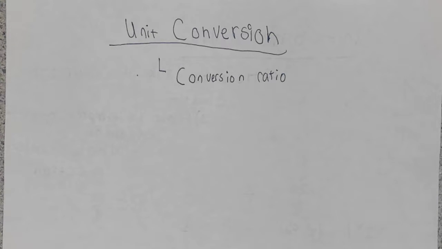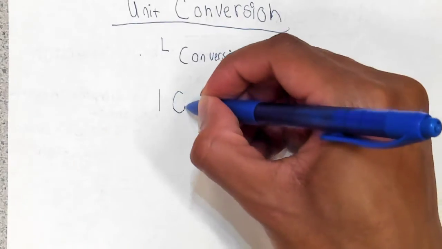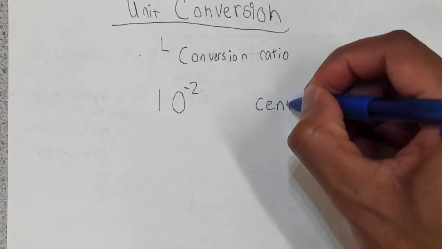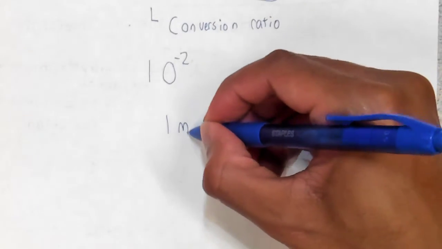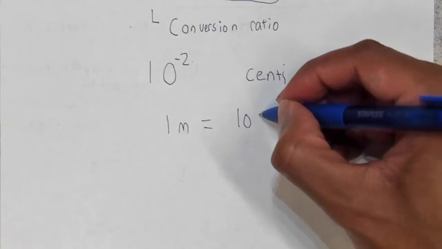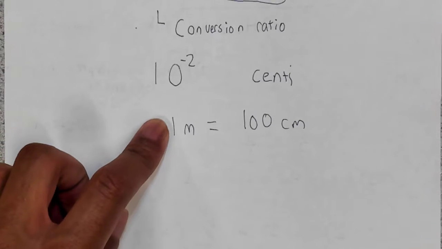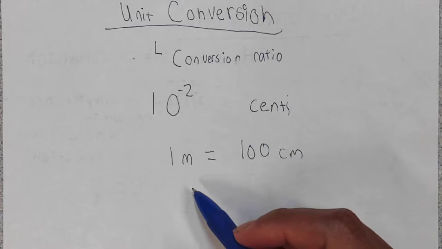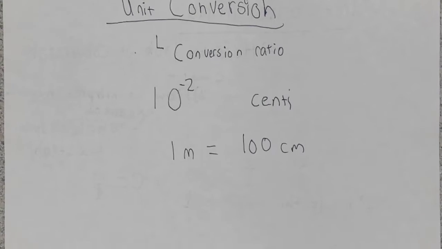So in the last video, we looked at the conversion chart and we wrote down 10 to the negative 2, centi. Using a trick that I showed, we eventually figured out that 1 meter is equal to 100 centimeters. And if you're not sure how we went from this point to here, you should go back and rewatch that video. So now we know the relationship between these two units. 1 meter is equal to 100 centimeters.